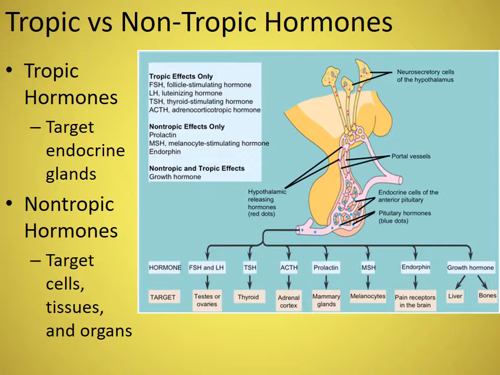There are two different types of hormones: tropic hormones and non-tropic hormones. What's the difference between the two? Tropic hormones target endocrine glands. Non-tropic hormones target cells, tissues, and other organs. So the difference is that a tropic hormone will target and signal an endocrine gland, while non-tropic hormones will just target cells, tissues, and organs.